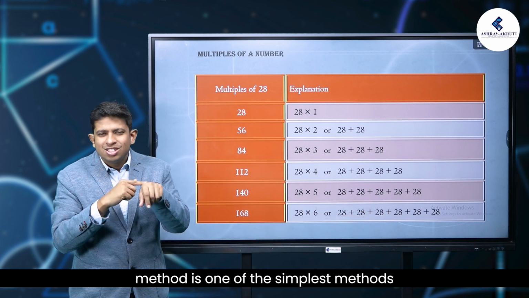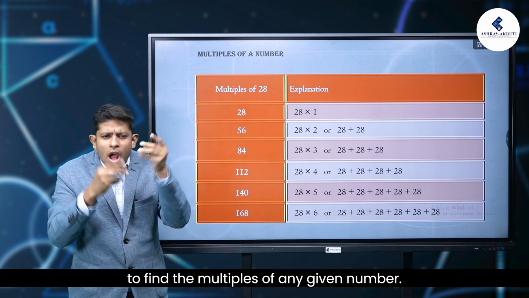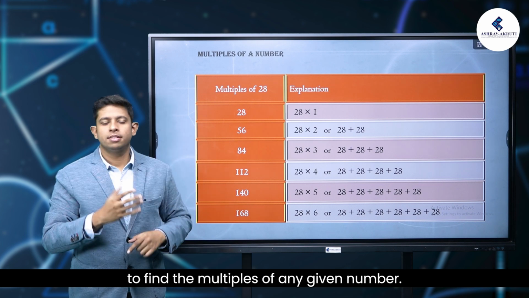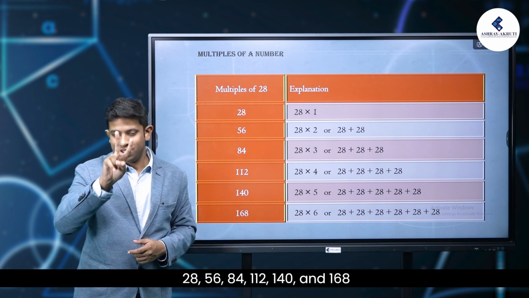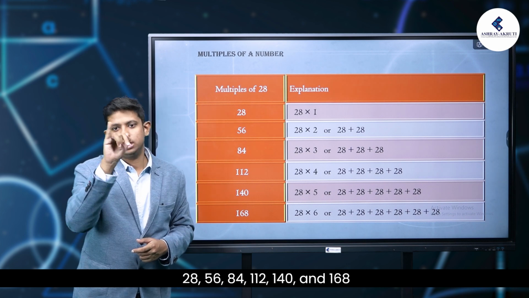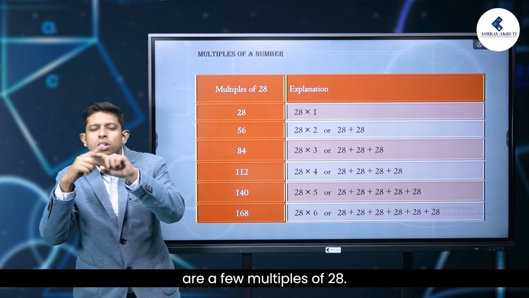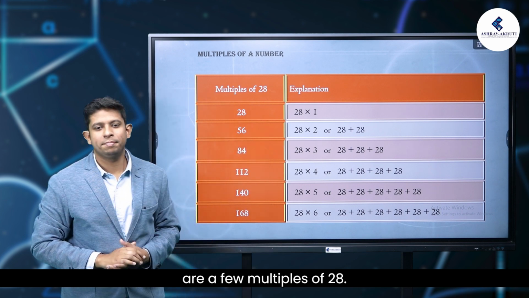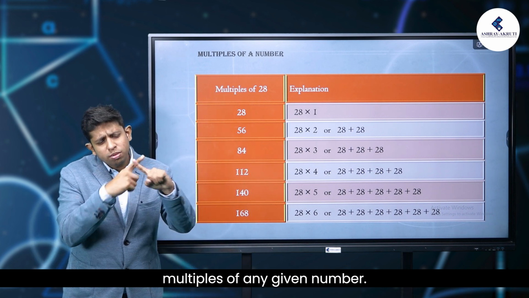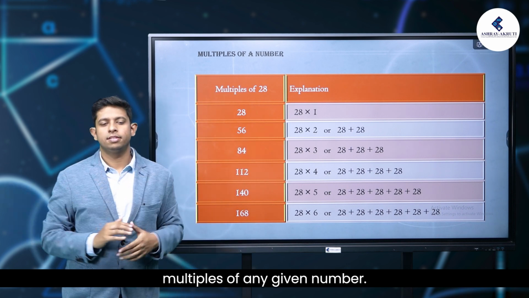The skip counting method is one of the simplest methods to find the multiples of any given number. Here, 28, 56, 84, 112, 140 and 168 are a few multiples of 28. There are infinite multiples of any given number.